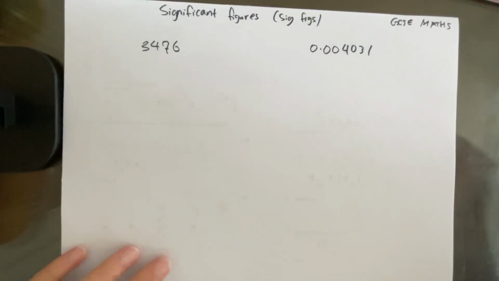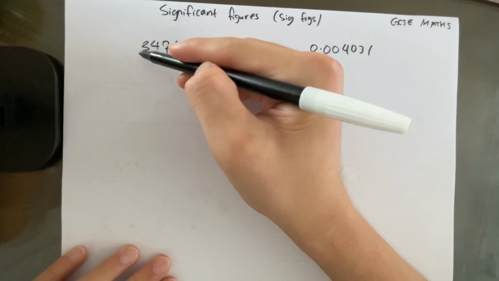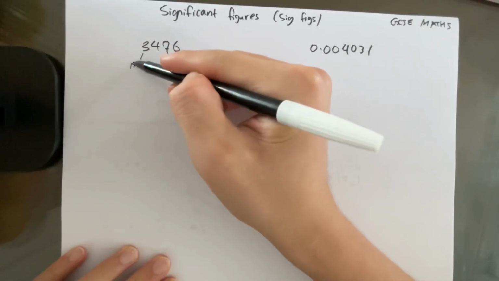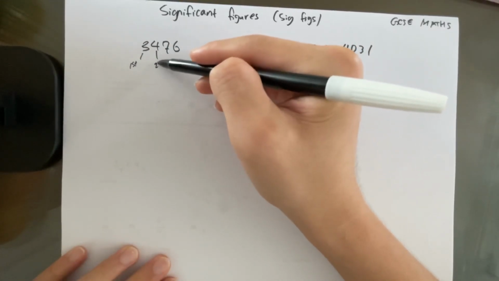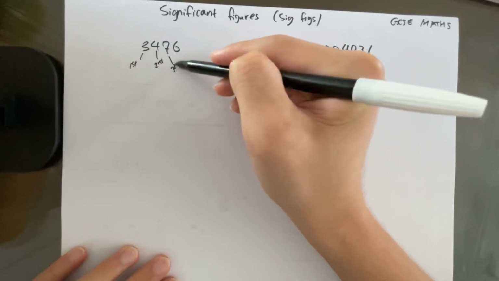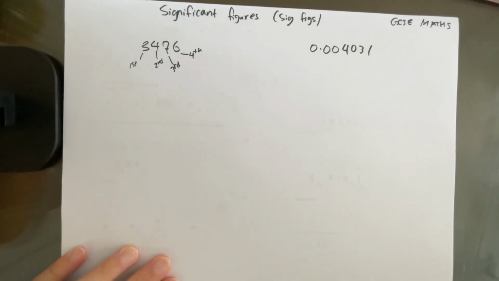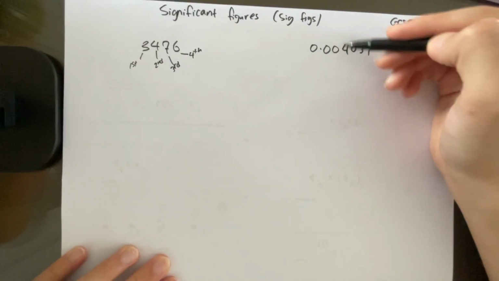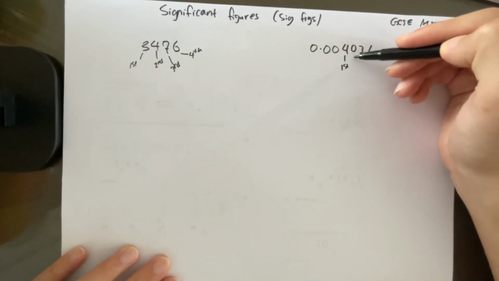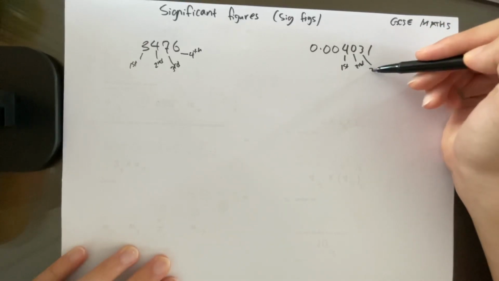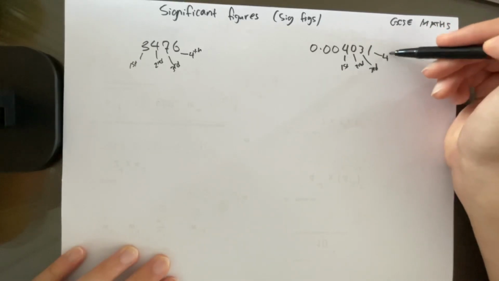3,476. This is the first significant figure. This is the second. This is the third. And this is the fourth. Don't worry if you don't know what I'm talking about right now. I'm just going to explain this first. This is the first significant figure. This is the second. This is the third. And this is the fourth.